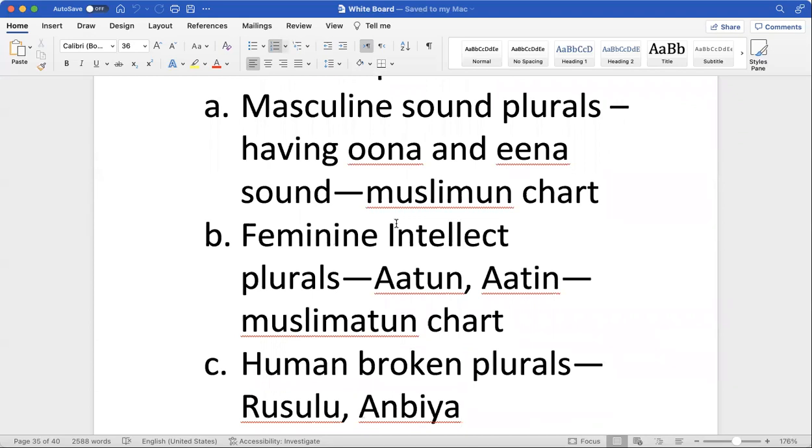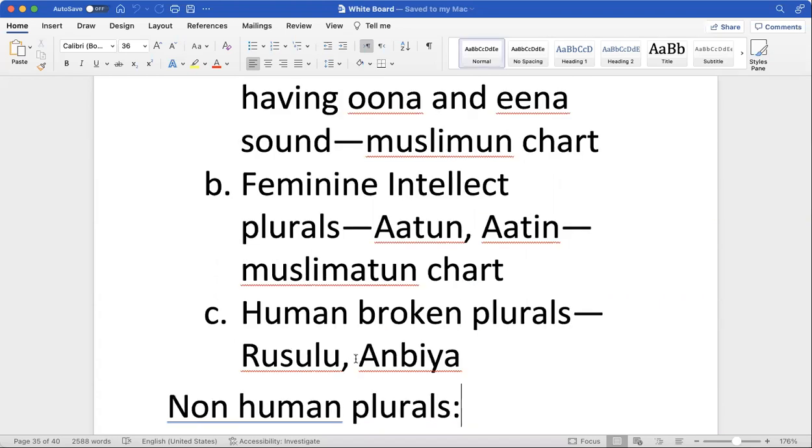Then, if you see masculine sound plurals, ending with una, ina sound, feminine sound plurals, ending with atun, atin, and human broken plurals. Now, this category is about the intellectual beings, right? Among the intellectual beings, you have masculine sound plurals, ending with una, ina sound. Then you have feminine intellectuals, atun, atin. Then you have human broken plurals like rusulu, anbiya. So these are all human category.